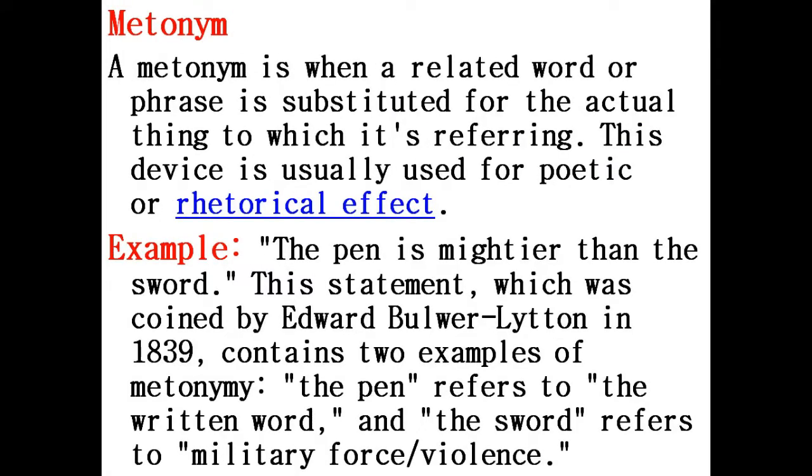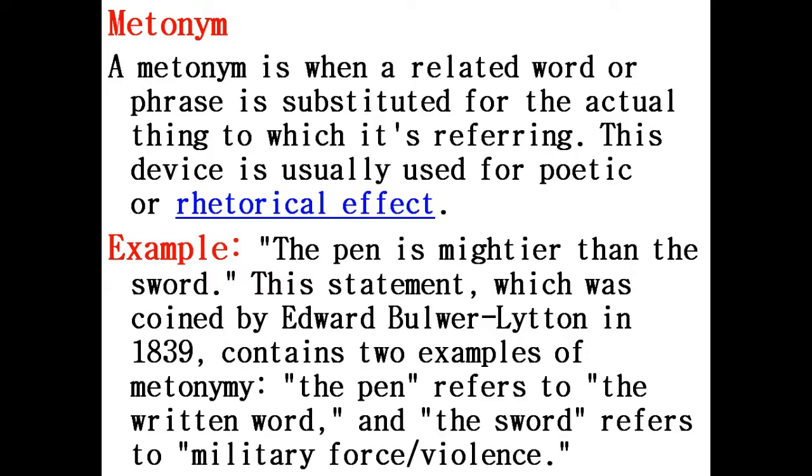Metonym. The next one is metonym. A metonym is when a related word or phrase is substituted for the actual thing to which it's referring. This device is usually used for poetic or rhetorical effect. If you would like to find it in a clarified form, for example: the pen is mightier than the sword.